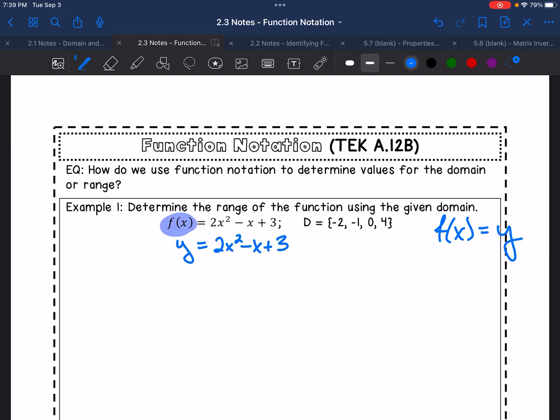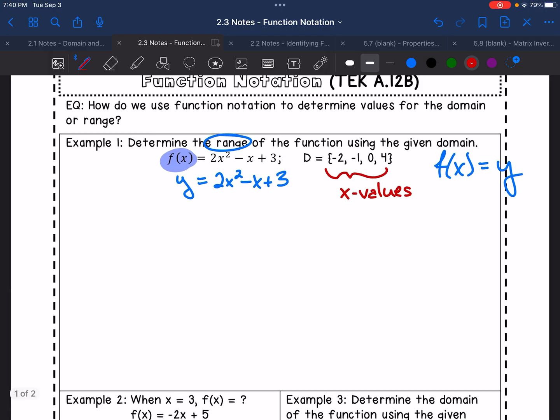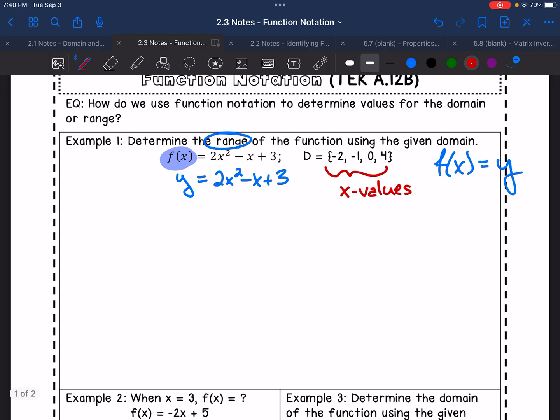So the instructions here say determine the range of the function using the given domain. So they've given us our domain here. Remember, domain means your x values. So what they're asking you is to take these x values and figure out what the y values are using this function. So one way we can do this is by hand.